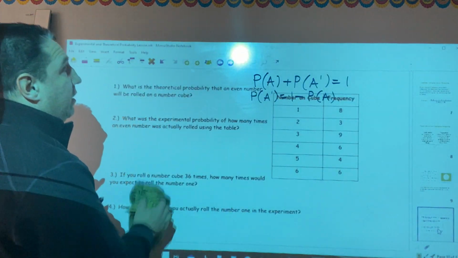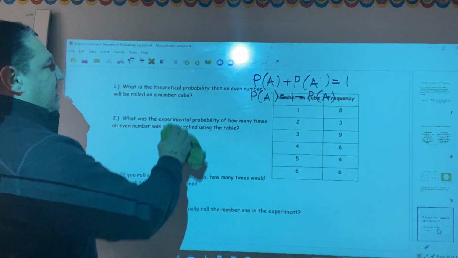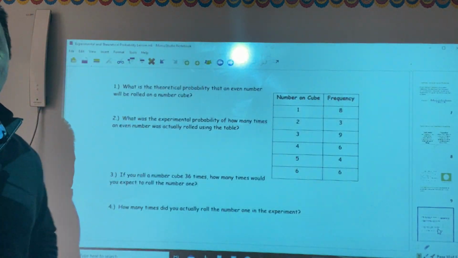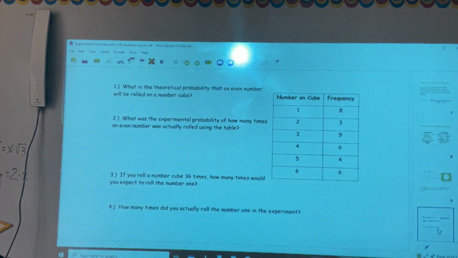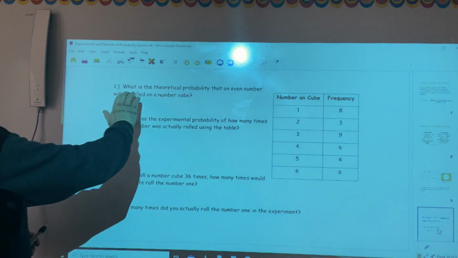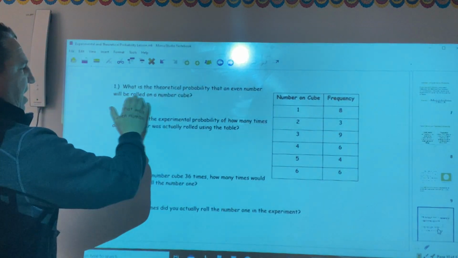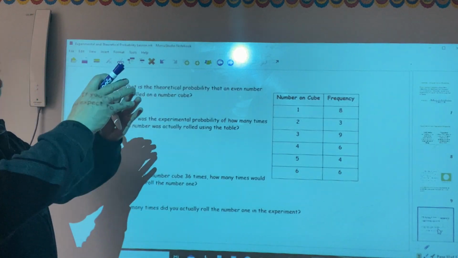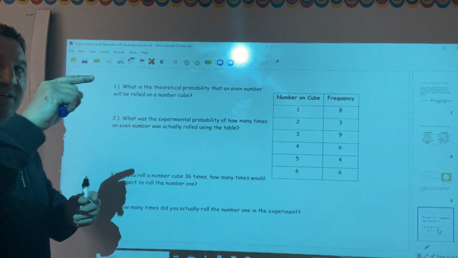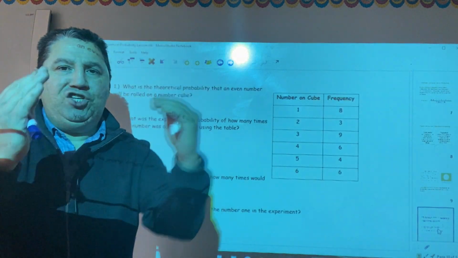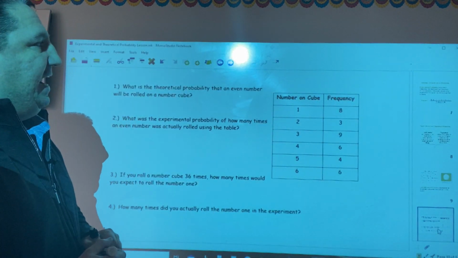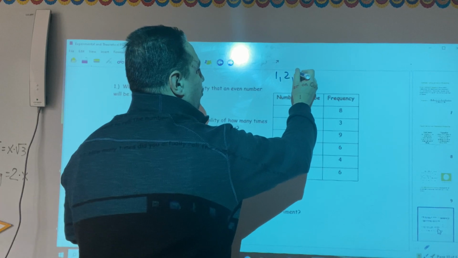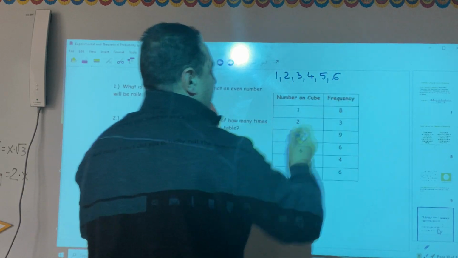Now, in the next two slides, let's have a few examples of theoretical and experimental probability. For example, what is the theoretical probability that an even number will be rolled on a number cube? Now, remember, a number cube or a dice is a cube with 6 faces. On each face there is a number. Now, let's list all possible outcomes: 1, 2, 3, 4, 5, 6.